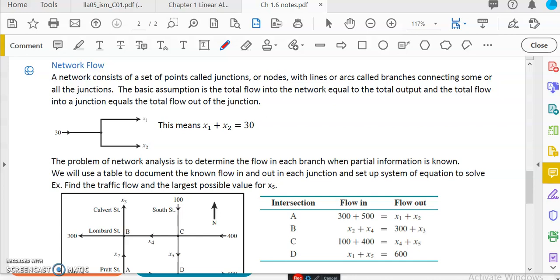Hello, linear algebra student. This video is for chapter 1.6 again, part 2, and we'll work on the third word problem, which is network flow.